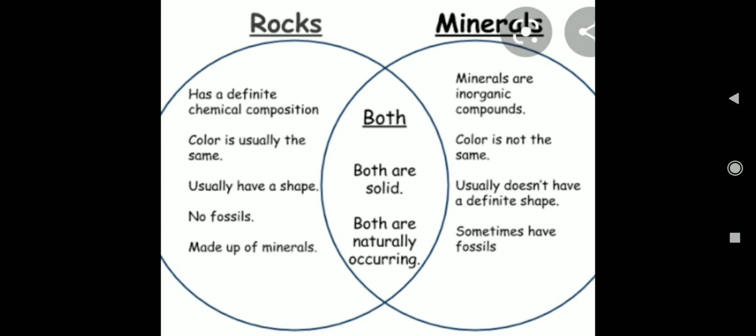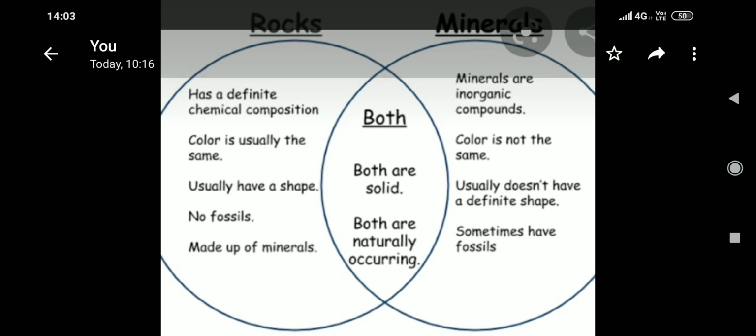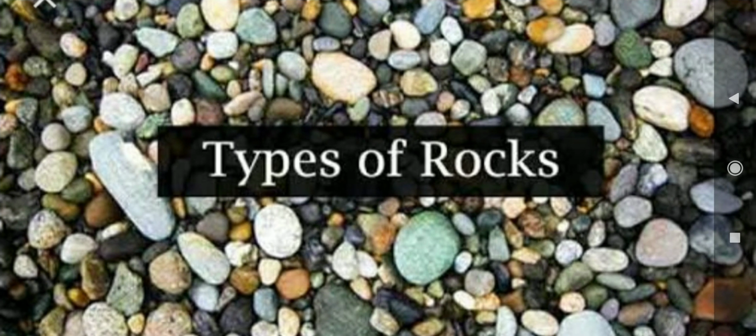Rocks have no fossils, but minerals may sometimes have fossils. Rocks are made up of minerals. But the main point is that both occur naturally. Some examples of rocks are basalt, granite, sandstone, slate, quartz. They are some important types of rocks. Now, moving on. Now let's see the types of rocks.